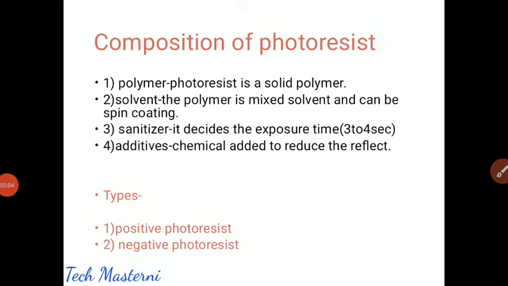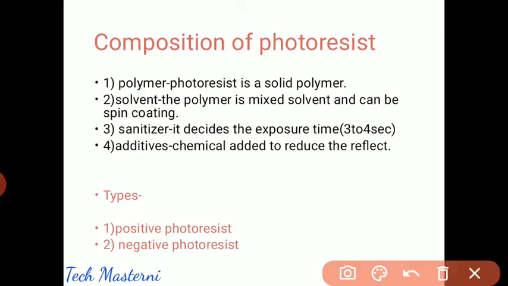In our previous session, I have covered the lithography process and the various steps involved in the photolithography process. In today's session, we are going to understand the composition of photoresist, the types of photoresist and the various pattern generation techniques. So let's start today's session.